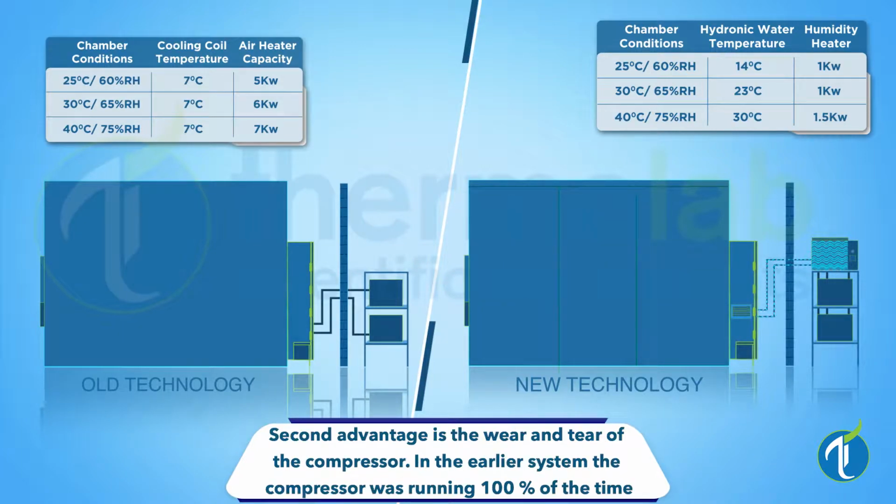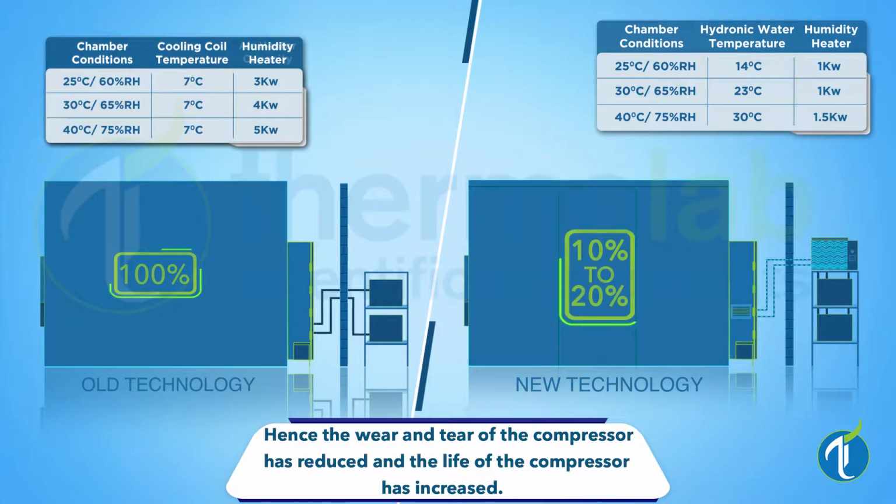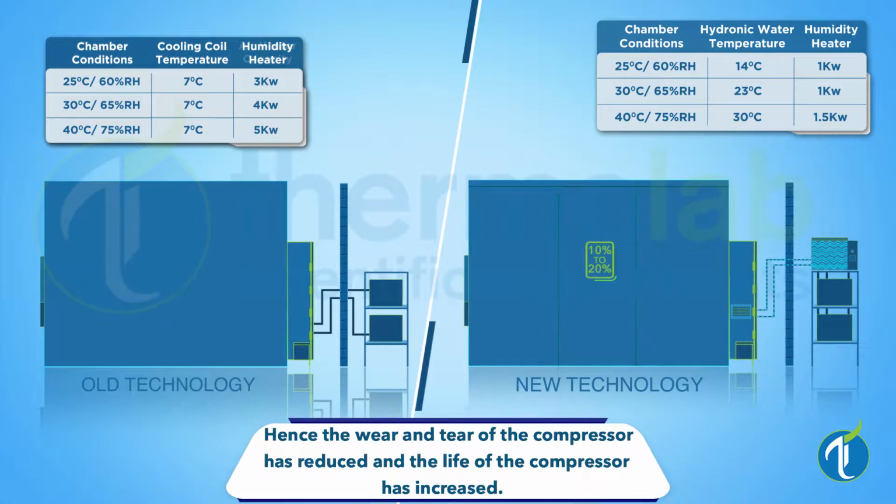The second advantage is the wear and tear of the compressor. In the earlier system, the compressor was running 100% of the time, and in the new hydronic system, the compressor is running only 10 to 20% of the time. Hence, the wear and tear of the compressor has reduced and the life of the compressor has increased.